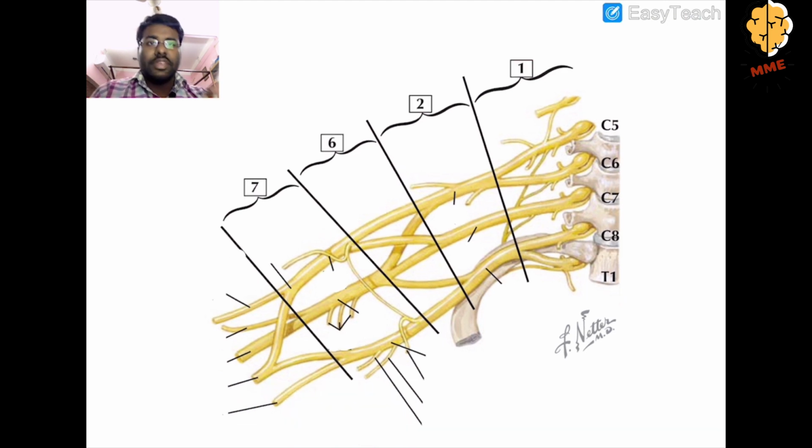Before going to the injury part, coming to the image, please note it down. Number 1 is the root. Number 2 is the trunk. Number 6 shows one from the upper and one from the lower coming in and joining with the median, and the median gives a branch to the upper. So this is the division, and the last, number 7, are the cords.